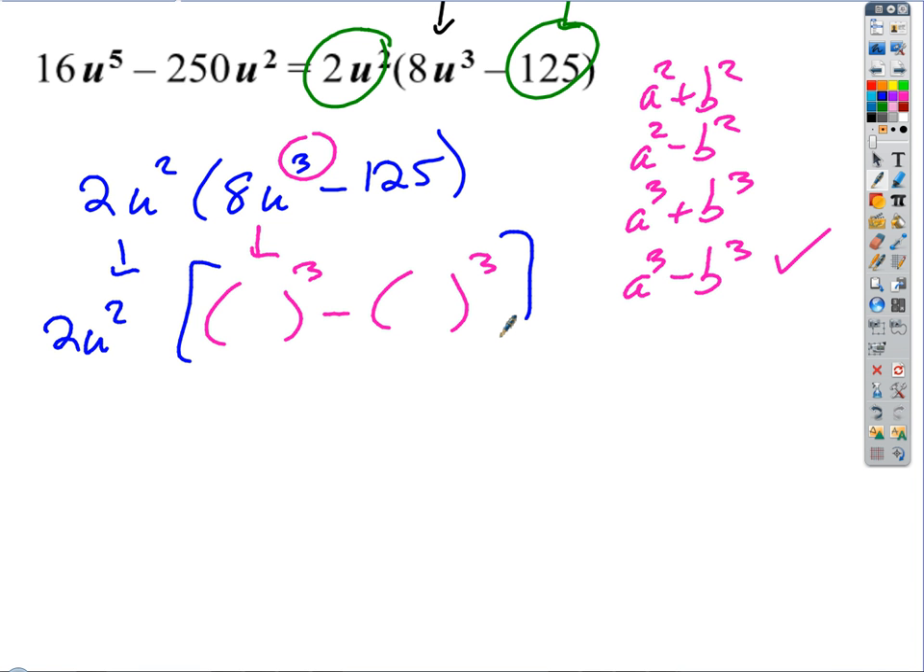So the variable part is U, but what cubed is 8? 2, right? Make sense? Now think in reverse. If I distribute that cube, I'm going to get 2 cubed times U cubed, which is 8U cubed. The number's easy. It's just going to be the cube root of 125, which is 5. And we'll talk more about those.